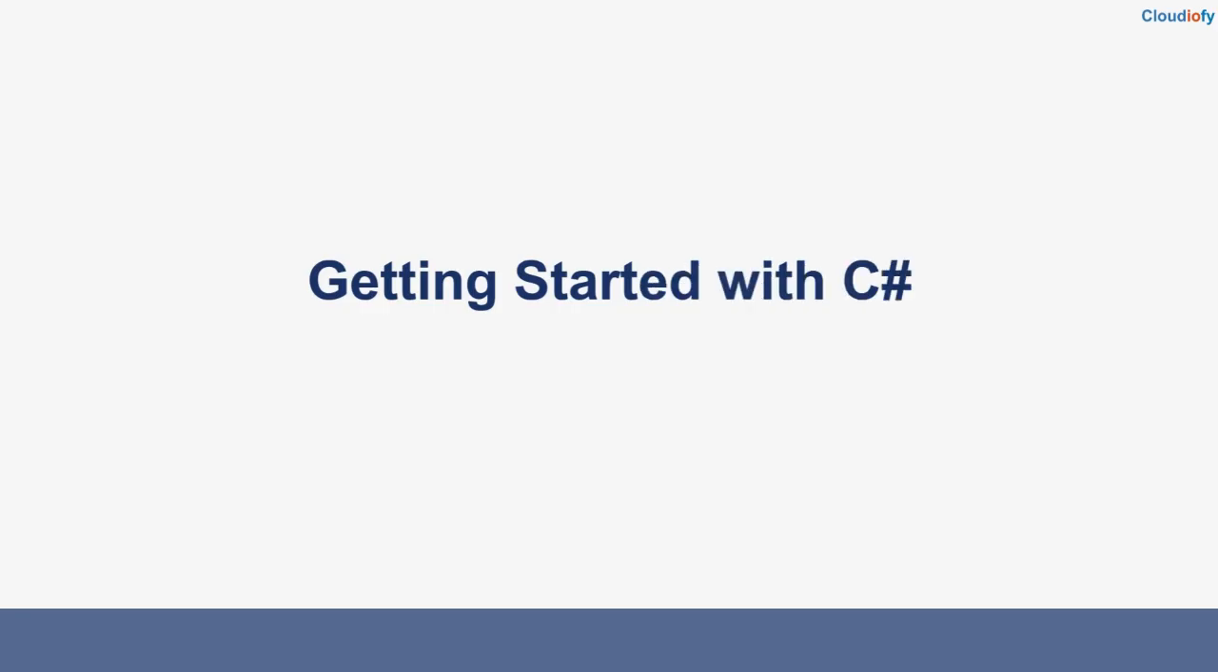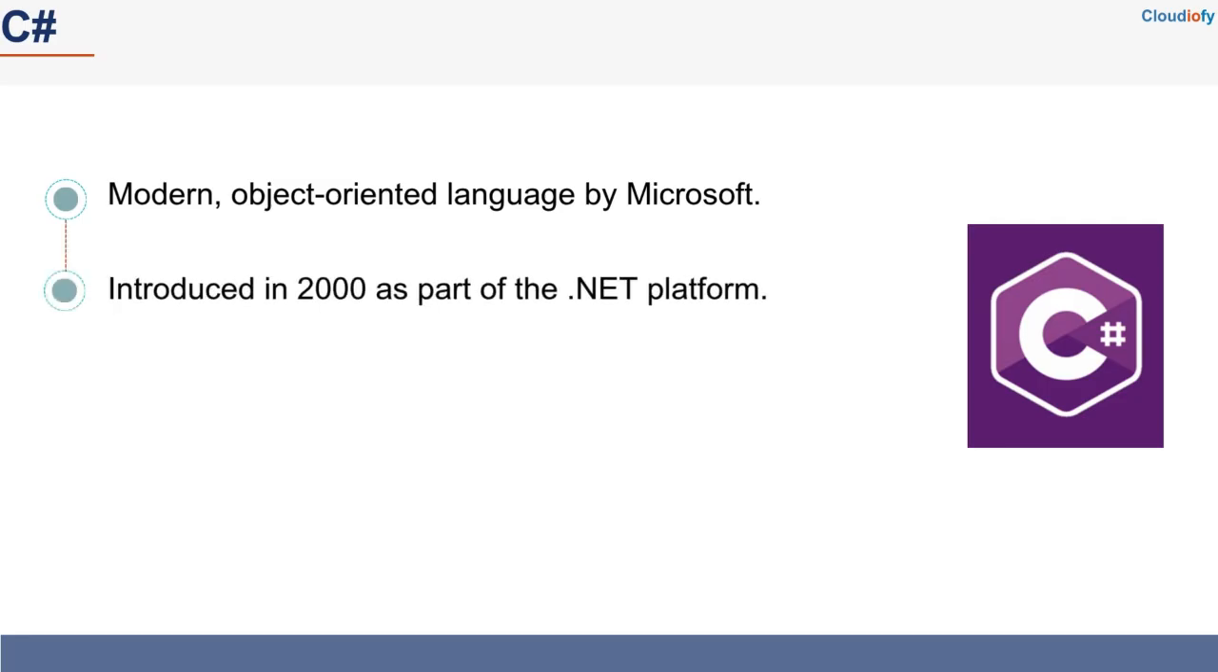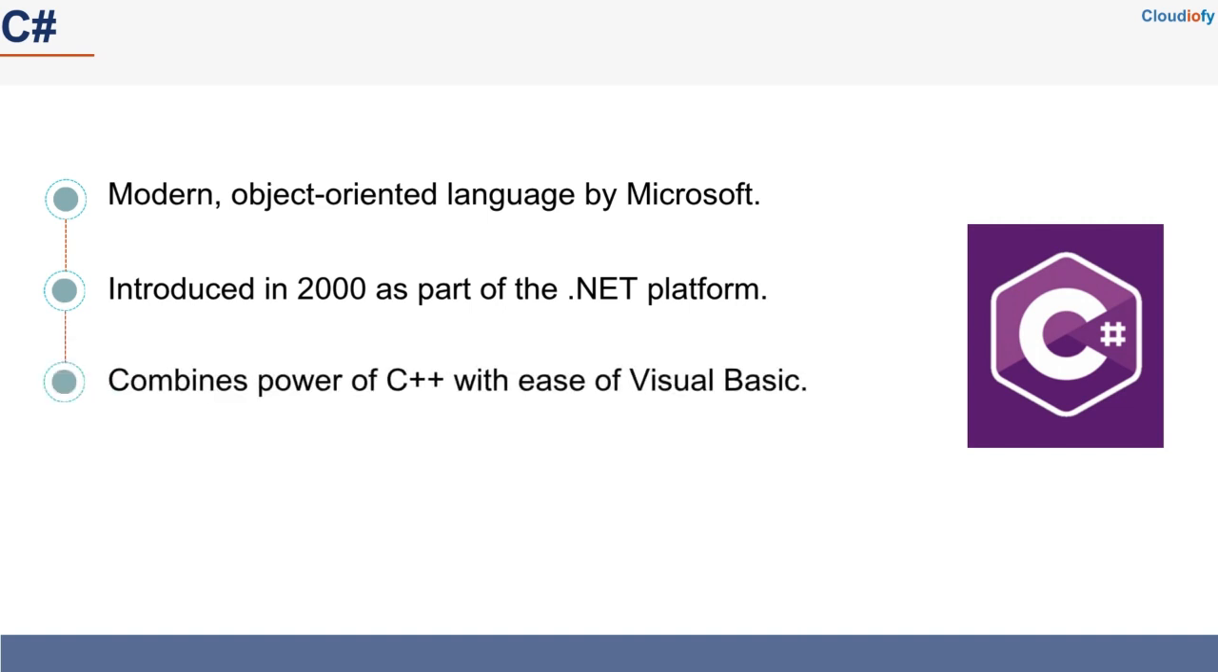Getting started with C#. C# is a modern programming language developed by Microsoft. It was introduced in the year 2000 as part of the .NET framework. It is object-oriented, powerful like C++, and easy like Visual Basic. That's why it is known for being both powerful and beginner-friendly.